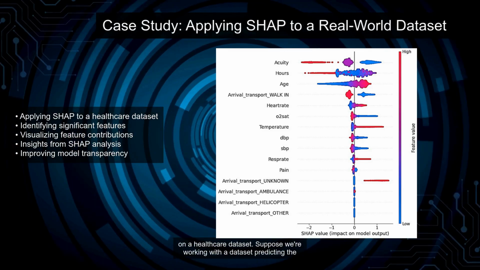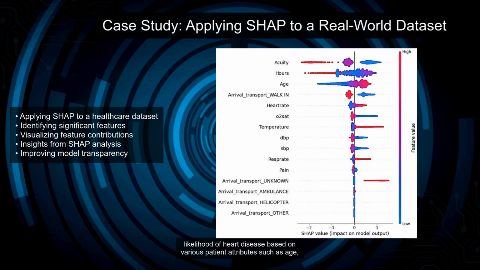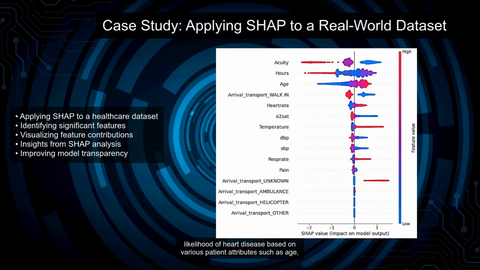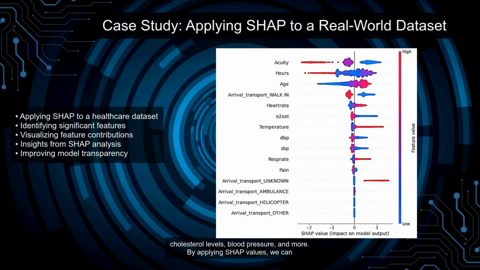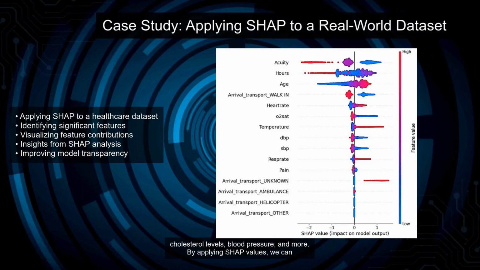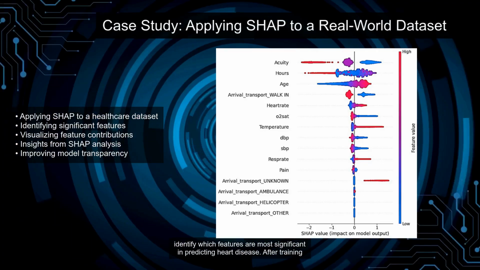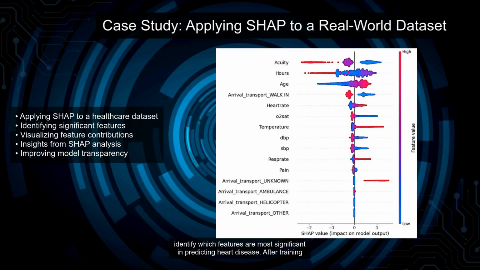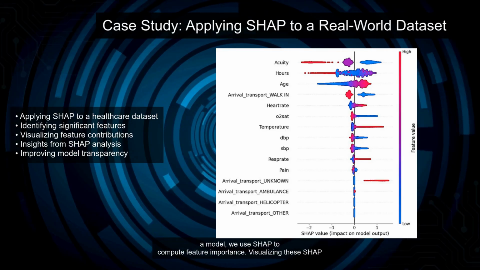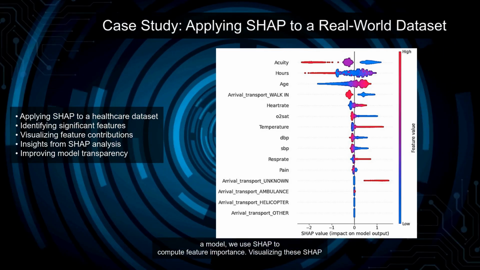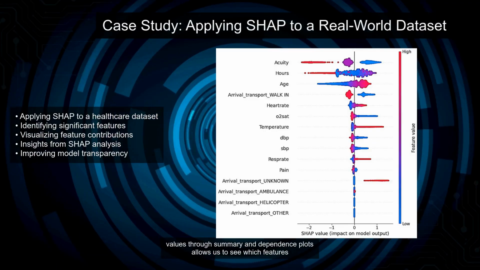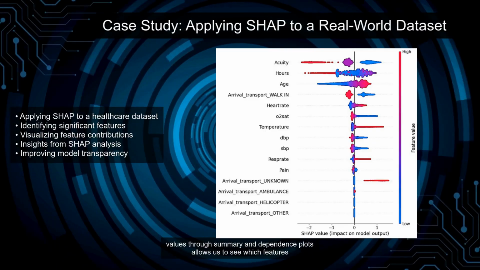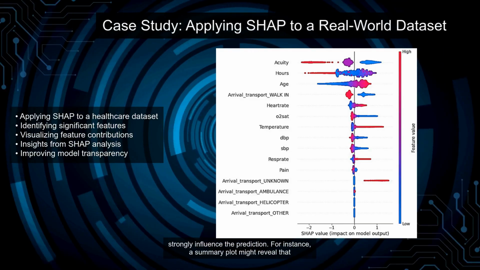Suppose we're working with a dataset predicting the likelihood of heart disease based on various patient attributes such as age, cholesterol levels, blood pressure, and more. By applying SHAP values, we can identify which features are most significant in predicting heart disease. After training a model, we use SHAP to compute feature importance. Visualizing these SHAP values through summary and dependence plots allows us to see which features strongly influence the prediction.